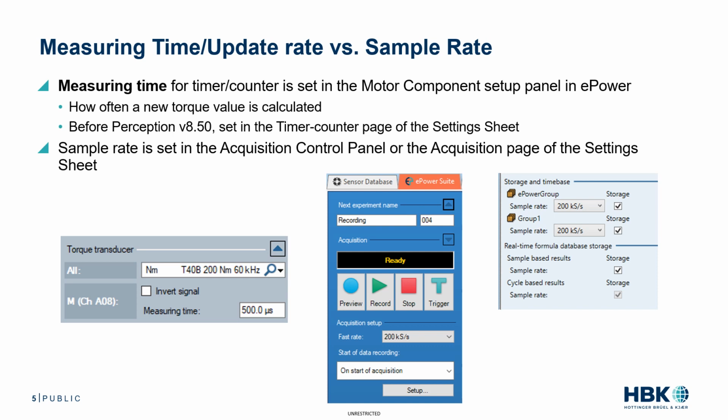I want to be sure it is clear that the measuring time for the timer counter channel, which is sometimes referred to as the update rate, is a separate entity from the sample rate for the recording. The sample rate set by the user may be faster or slower than the measuring time. If the sample rate is faster than the measuring time interval, the timer counter waveform will have consecutive samples with the same torque value. If the sample rate is slower than the measuring time interval, the recorded data will not include every unique torque value.